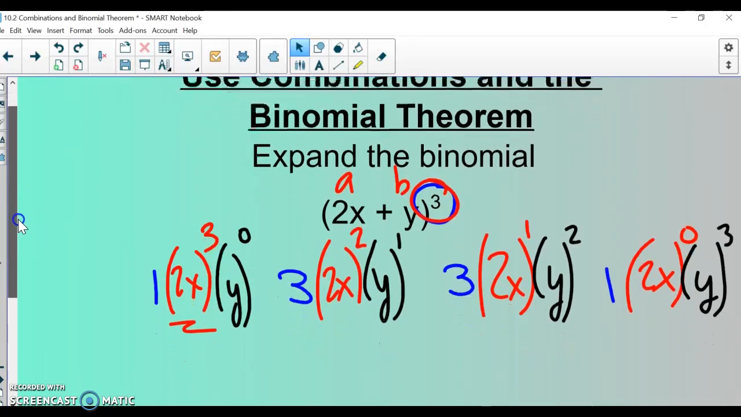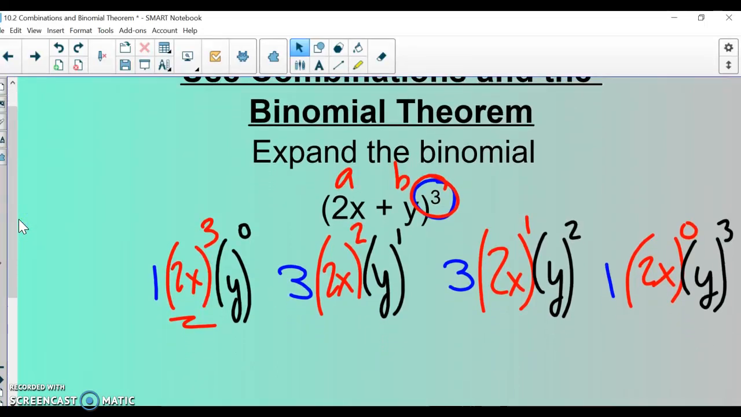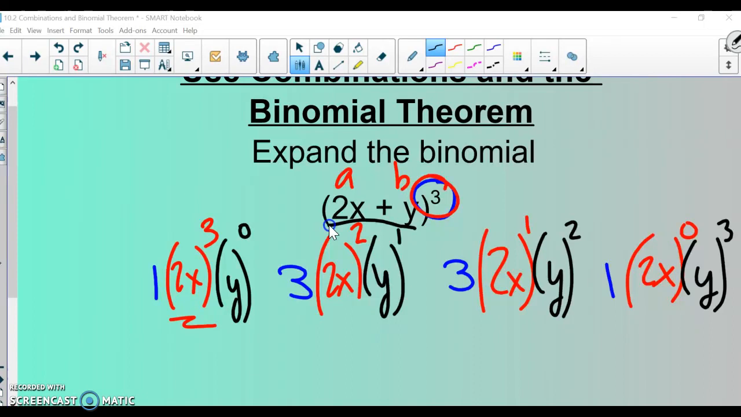Welcome back, class, to video part B for the binomial expansion theorem. Remember, we are taking 2x plus y to the third power. What we've done so far is look at Pascal's triangle at the third row, which was 1, 3, 3, and 1. We spaced those numbers out: 1, 3, 3, and 1.